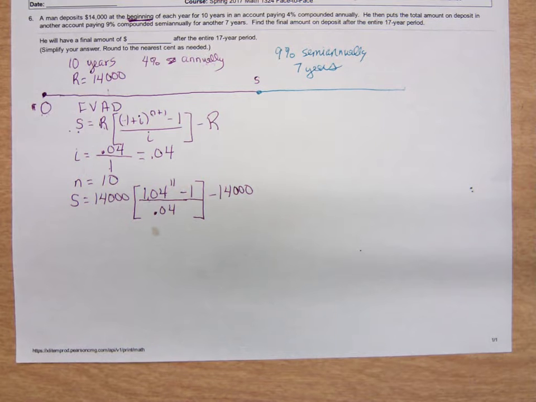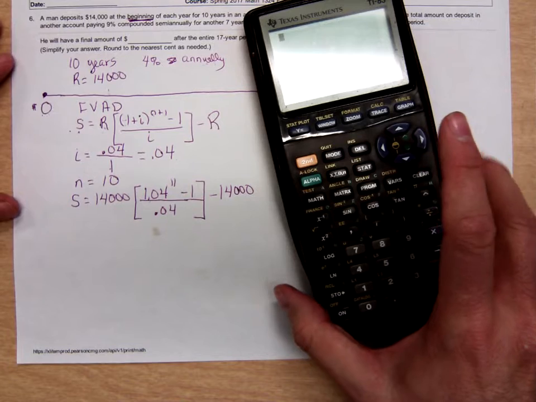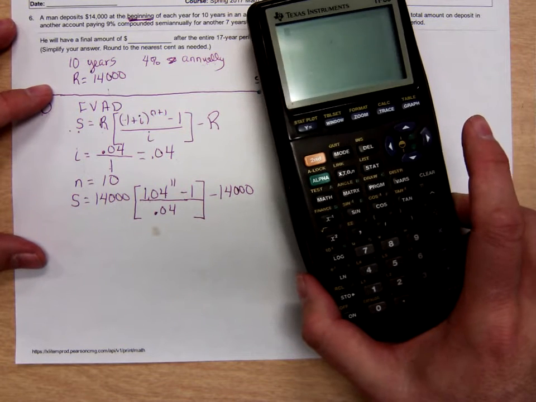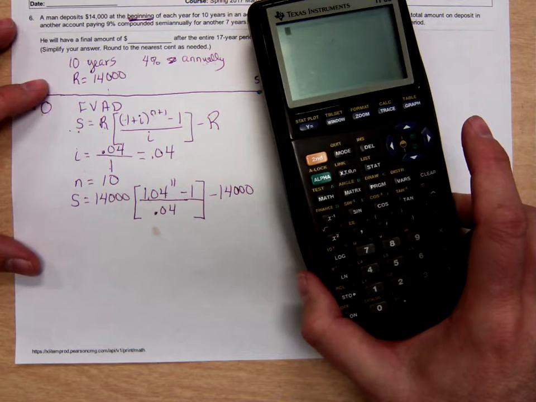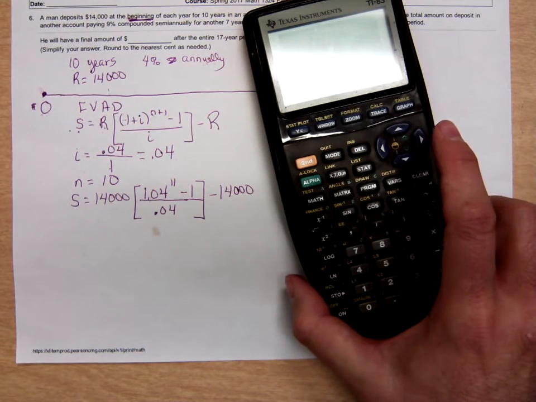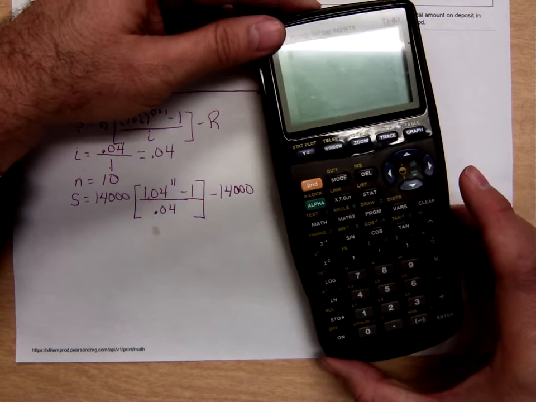So to punch this into my calculator, and I can't really show it that well, that's the downside to using this document camera. The glare especially looks bad up there, but usually when you watch the video, it looks pretty good. But the glare shows worse up there on that projector.